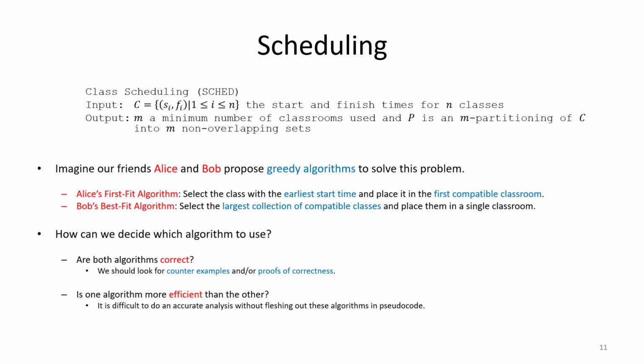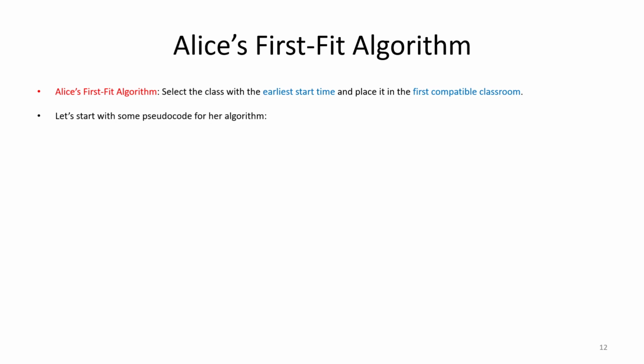Which one's most efficient or uses the least number of resources? And actually, our two algorithms here are going to be a little bit hard to analyze the resource use without fleshing them out a little bit more in pseudocode. So we'll probably want to do that. All right, so I want to start with Alice's algorithm. And I do want to start with some pseudocode for it.